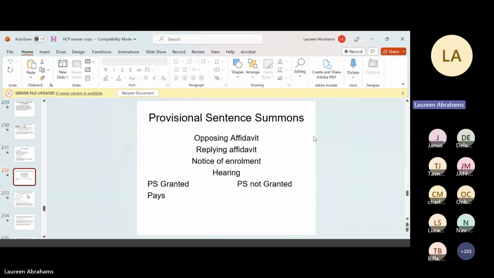Right. So the summons is issued. The defendant files an opposing affidavit. Then the plaintiff files a replying affidavit, and then the matter is enrolled and it is heard in court. Now, if the court grants the provisional sentence, there are no problems with the signature.